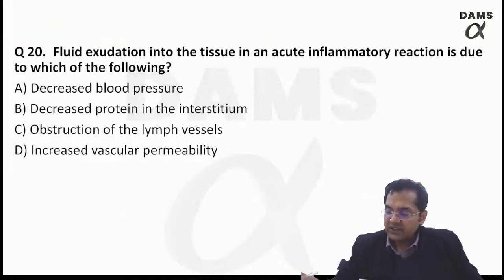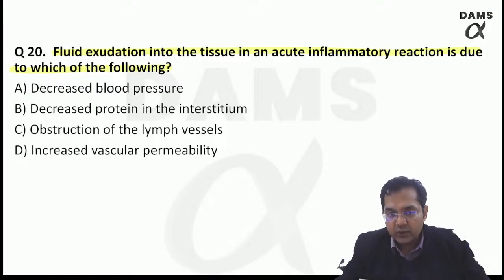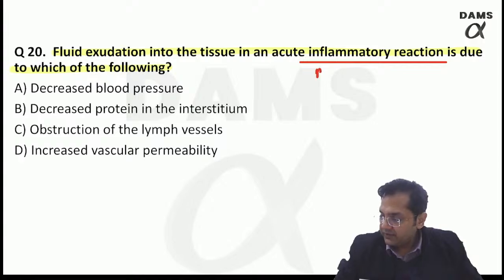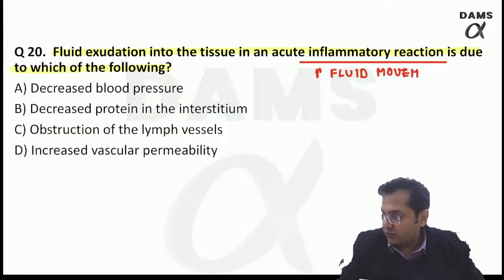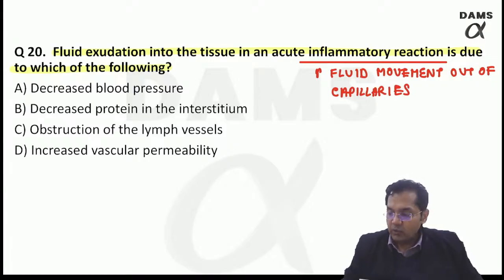Fluid exudation into the tissue in an acute inflammatory reaction is due to which of the following? Fluid exudation means that fluid is coming out from the capillaries into the tissues. So why does that happen? Remember, whenever there is inflammatory reaction, there is increased fluid movement. Fluid is moving out of the capillaries into the tissues. ठीक?